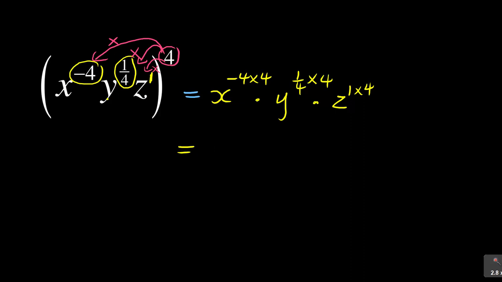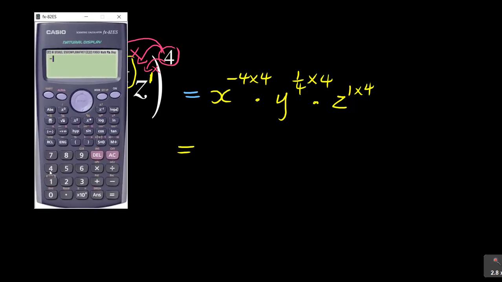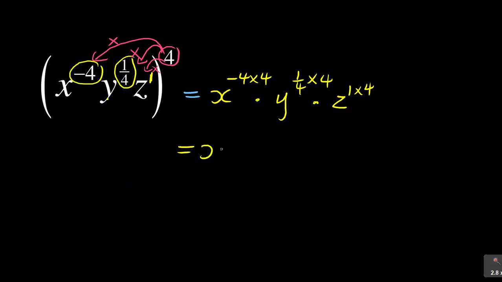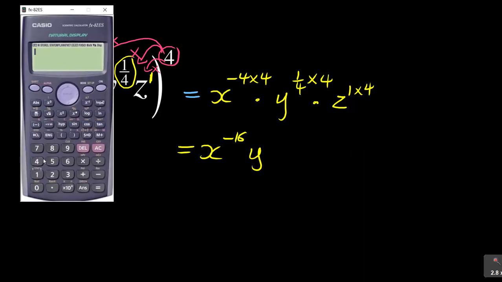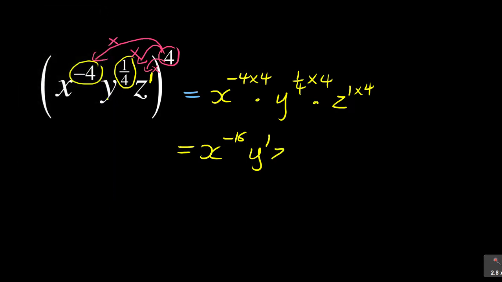Now with a calculator, what is minus 4 times 4? I know you can do that mentally, but students make a lot of errors trying to use their mental. They'll say minus 4 times 4 is 8, which is 4 plus 4, instead of negative 16. So this is x to the power negative 16 times y, and then again use a calculator. 1 over 4 times 4 is 1, but use the calculator. You get 1, and then you get your z to the power 1 times 4. That one is simply a 4. This is the answer, guys.